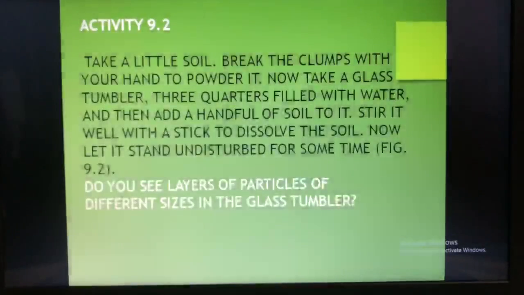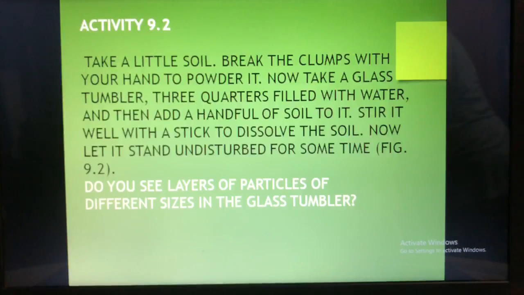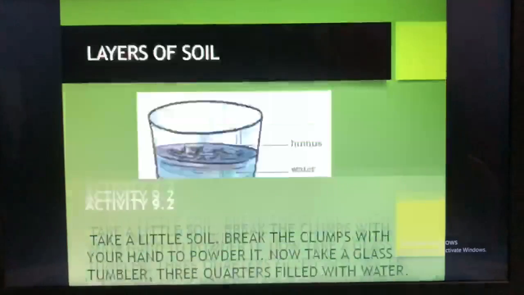Then we had studied about the layers of the soil. We have to take a little soil and break the crumbs with your hand to powder it. Take a glass tumbler, 3/4 filled with water, and then add a handful of soil to it. Stir it well with the stick to dissolve the soil. Now, without disturbing it, keep it for some time. Then you have to see the layers of the particles in the glass tumbler. This you might have done. It is easy to do also.